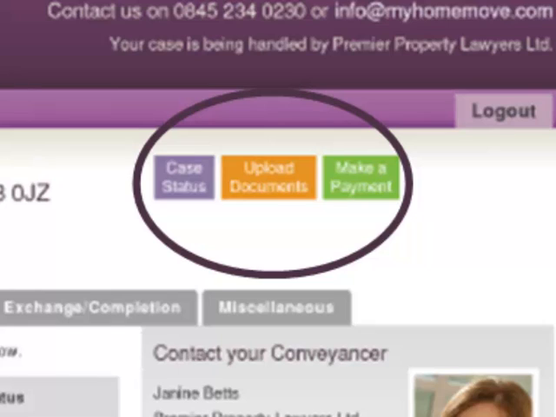Then there is the Case Status tab, which gives them a one-page overview as to where the case is currently at. The client can also make a payment directly to their file. This is a more secure way of making a payment rather than giving their card details over the phone.